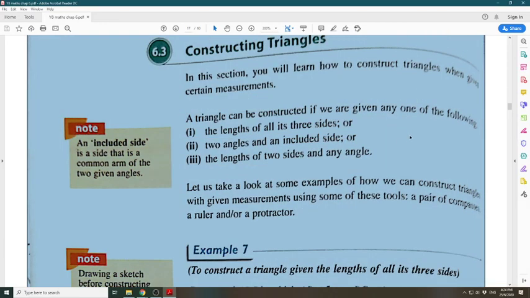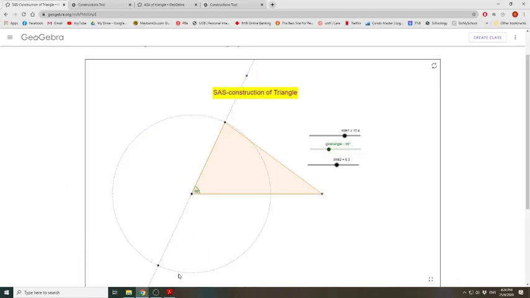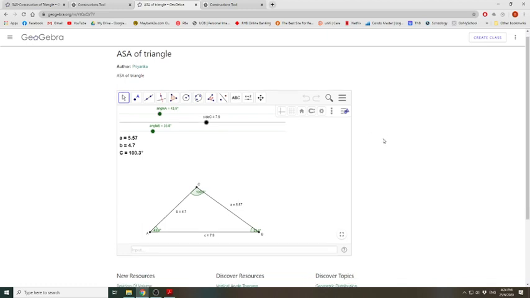Hi everybody. Now we're going to continue on to two angles and one side. Okay, two angles and one side. So we call this ASA. ASA. Okay. So this one, okay.